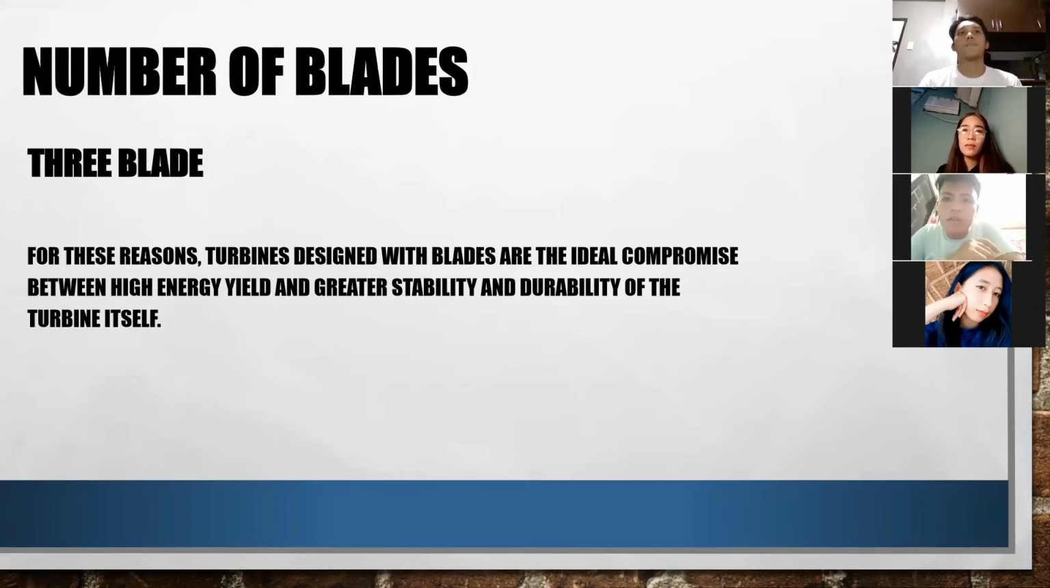Three-blade. For these reasons, turbines designed with three blades are the ideal compromise between high energy yield and greater stability and durability of the turbine itself. So, nasagot na nito yung tanong natin kanina na ano ba yung practical or mas advisable na gagawin natin na wind turbine. So, sabi dito, ito yung 3 blades. Okay? So, ito yung mas ideal.